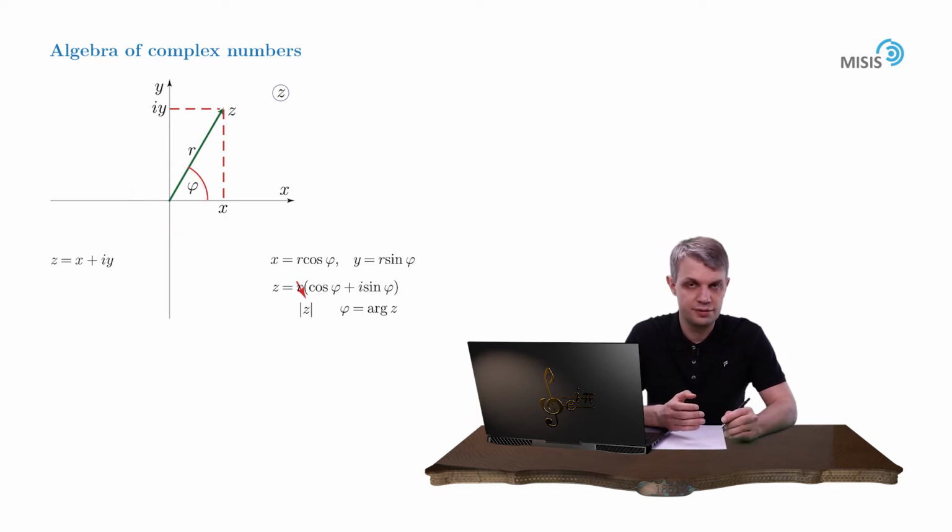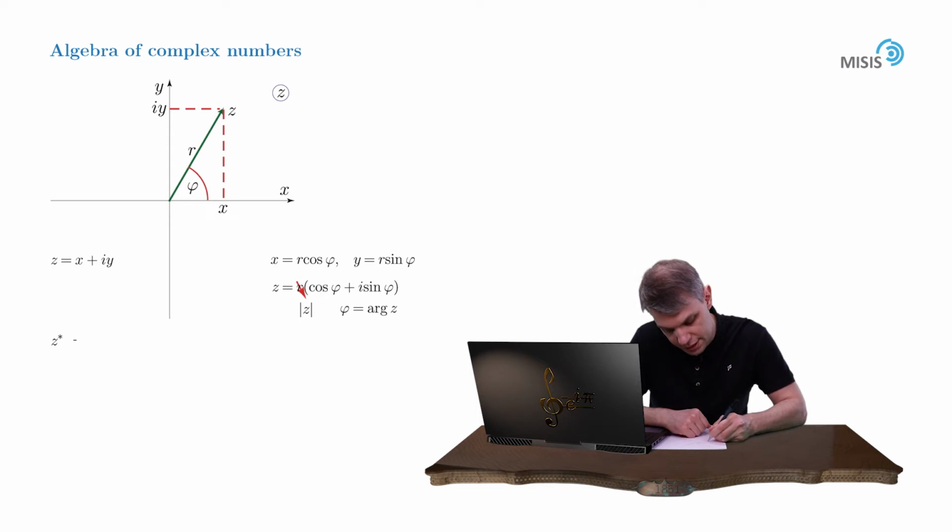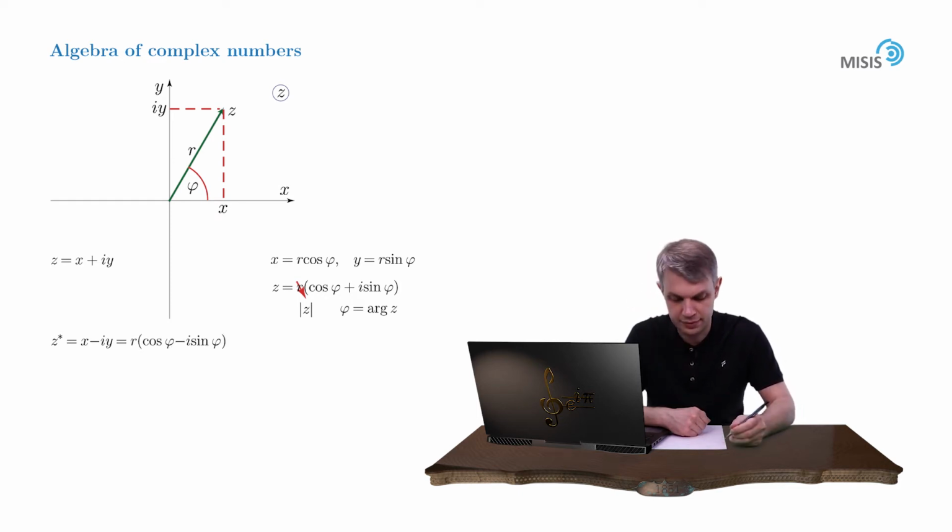But now let's study how different operations with complex numbers affect its trigonometric representation. For example, complex conjugation. z star is defined as x minus iy, and turning to polar coordinates, we obtain r (cosine phi minus i sine phi). Now pay attention, this is not a legitimate trigonometric representation of the complex number, because of this minus sign in front of the sine function here.